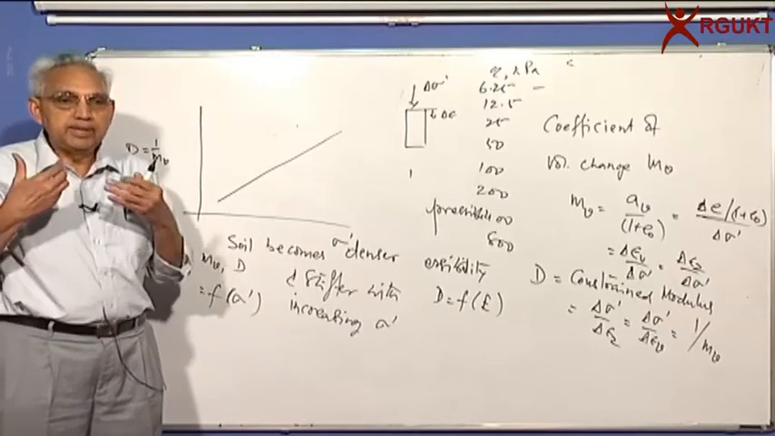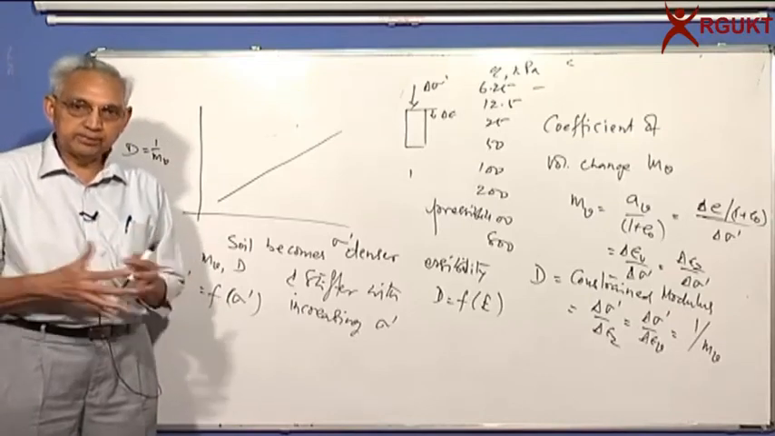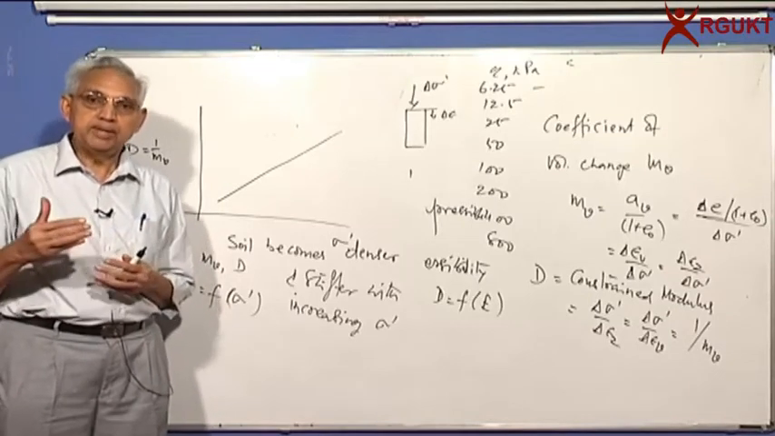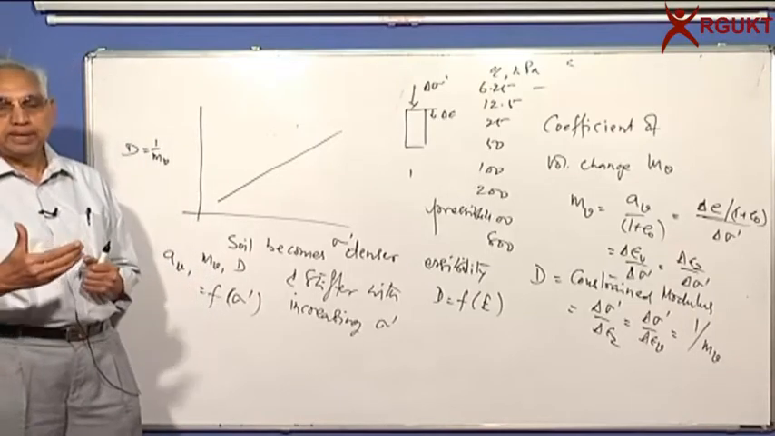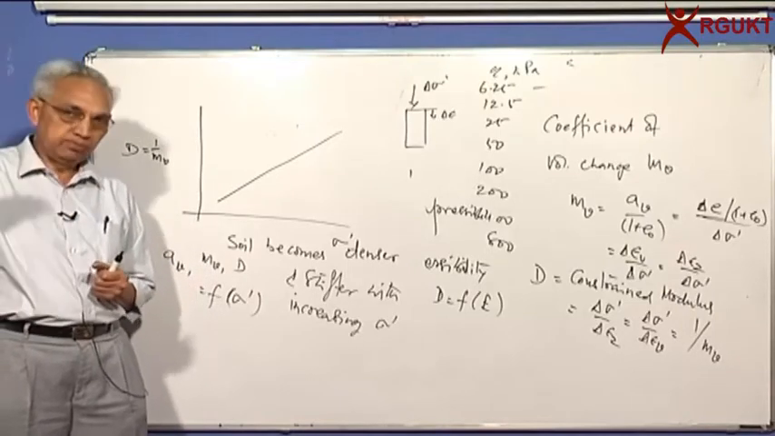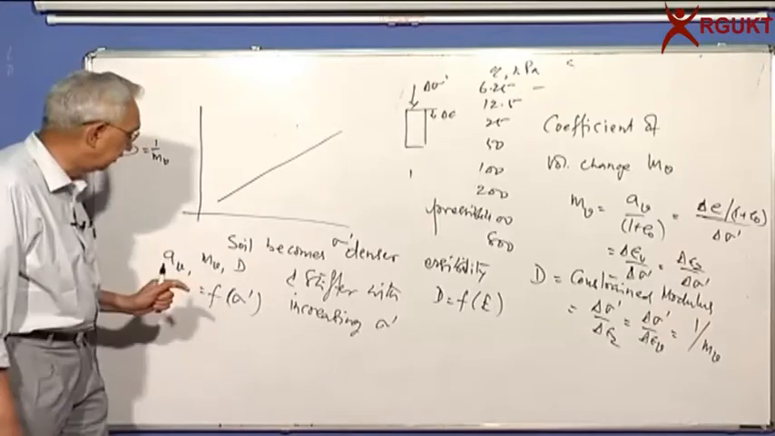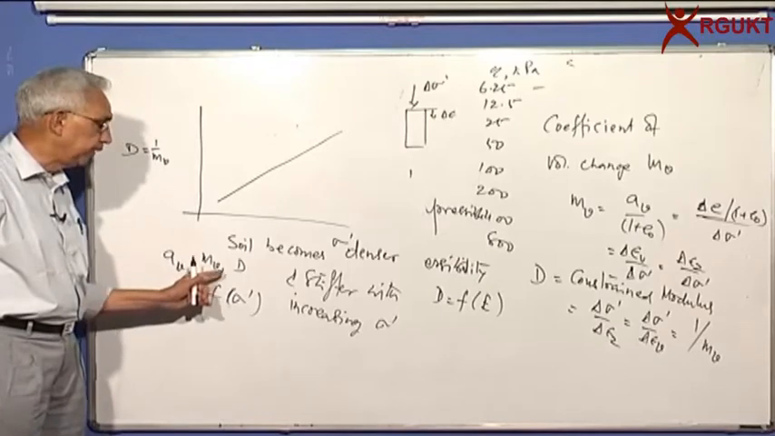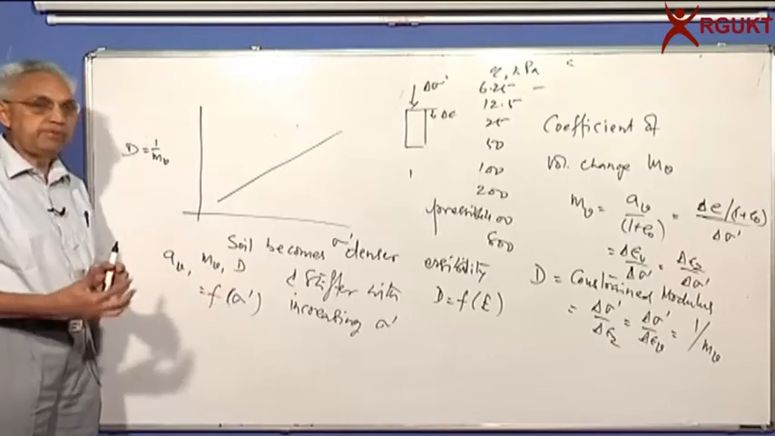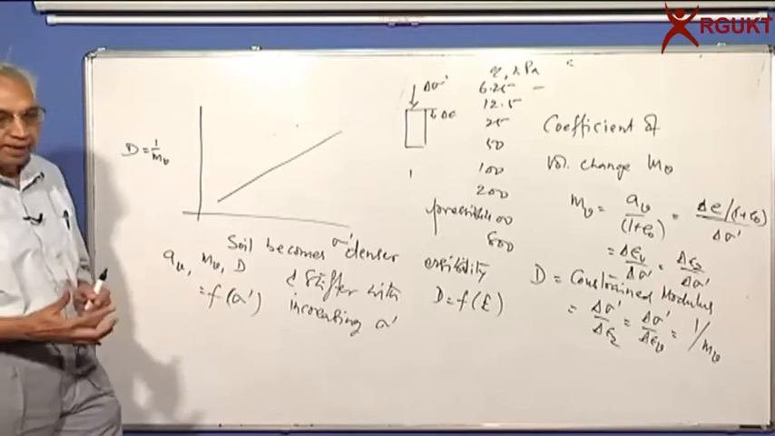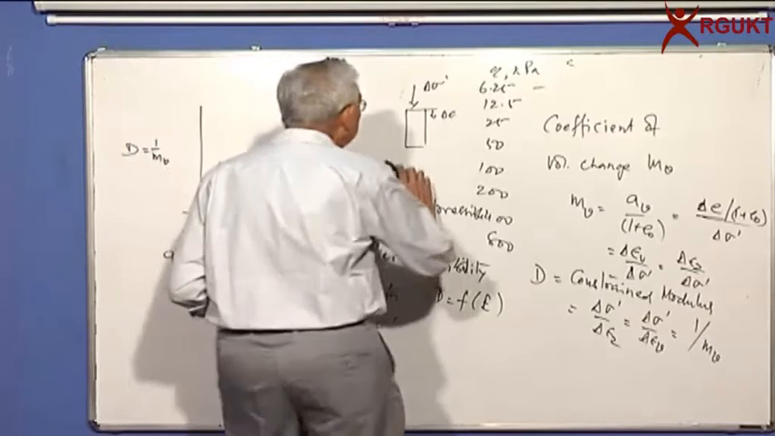Suppose you say I want to estimate the settlement due to some structure. It could be a liquid storage tank. Does it mean when you increase the height of the fluid inside from 2 to 3 meters, 3 to 4 meters, 4 to 5 meters, each time you have to take a different value of a sub v, m sub v or D? Is there a better way of defining this variation? And they found in fact there is something unique about it.